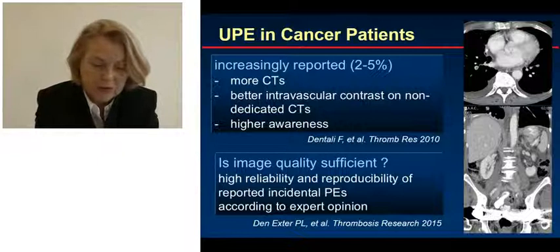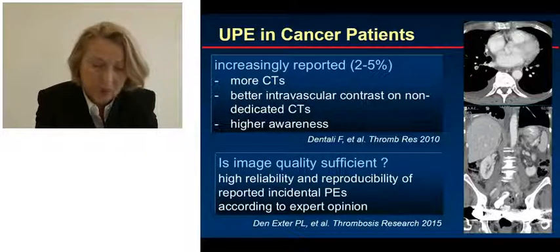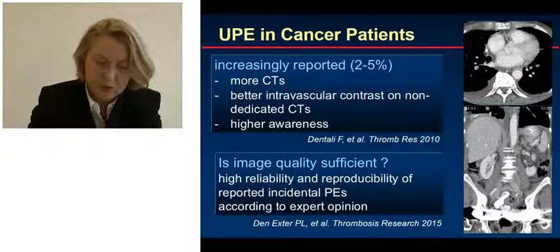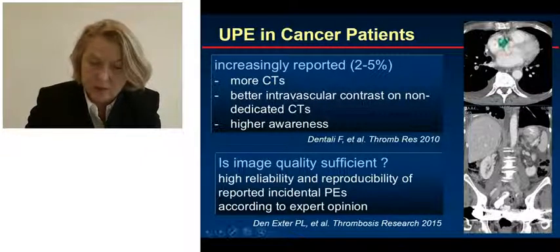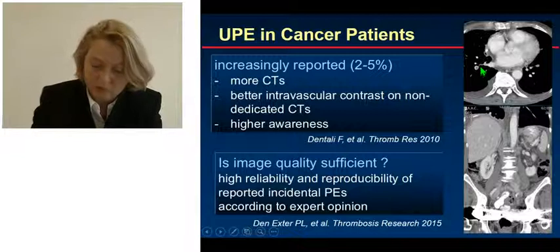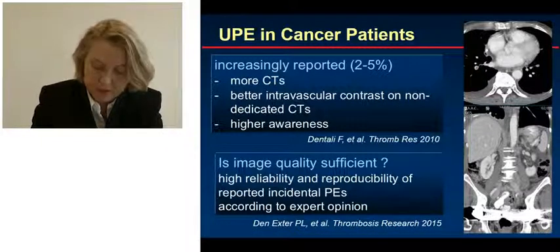And there has been a study who said that there is high reliability and reproducibility of reported incidental pulmonary emboli according to expert opinion. And this is an image example. You see this was an abdominal CT, and just in the first slices covering the chest, we did find by chance incidentally intrapulmonary emboli in that particular patient with a peritoneal carcinosis due to an adnexal tumor.